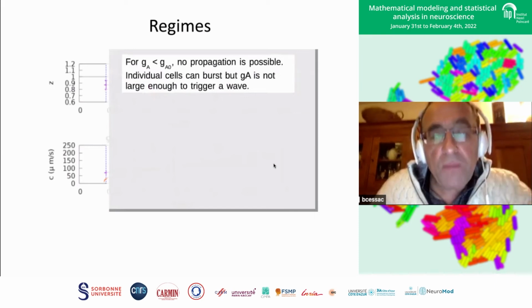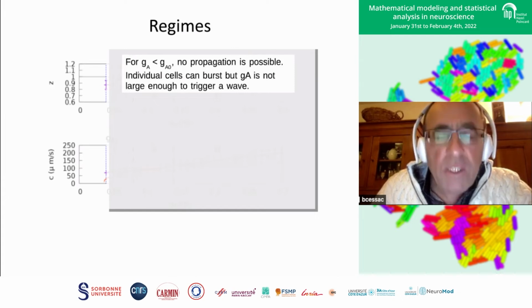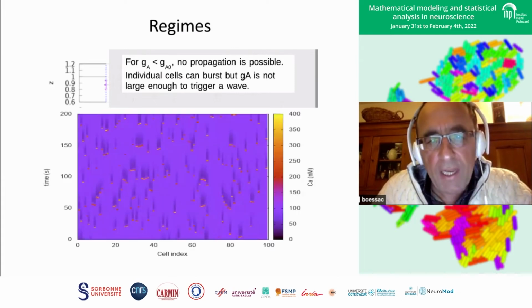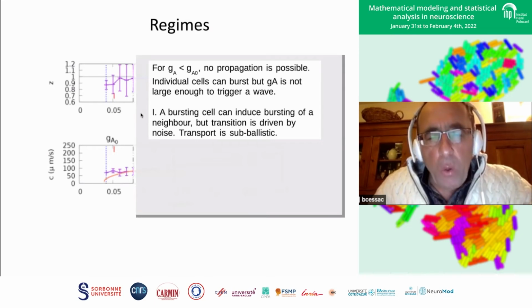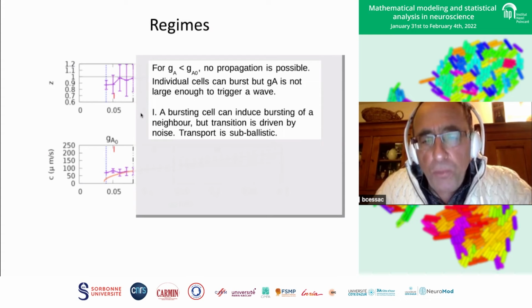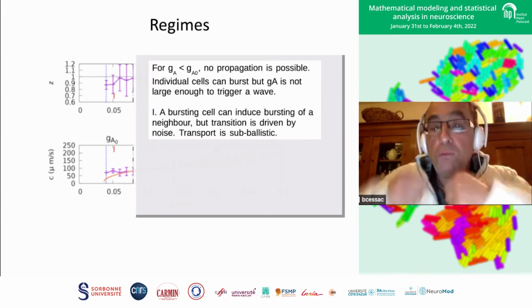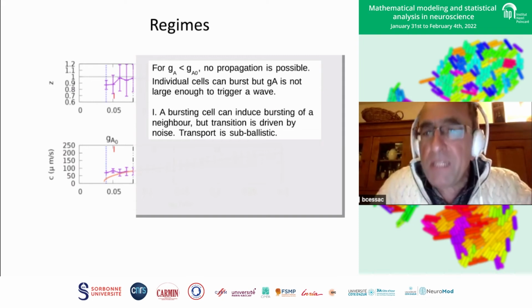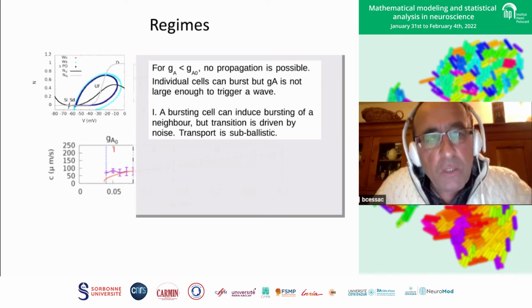Now I want to explain the different regimes. Basically, if GA, the maximum acetylcholine concentration, is too weak, no propagation is possible. Individual cells cannot make the other cells burst, which is what you observe here. Now, region 1 is very interesting because when a cell bursts, it increases in some cells the probability that the neighboring cells burst. The acetylcholine is not strong enough to make the transition, but it just increases the probability of a transition. Remember, the probability to induce bursting is steep in region D. And actually, this is what is represented here.